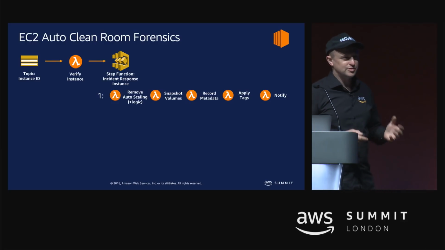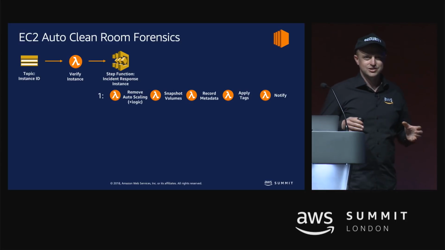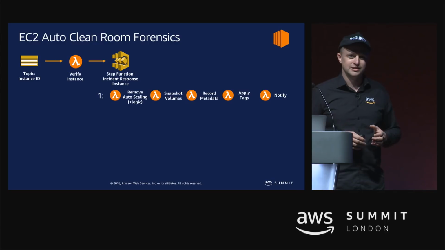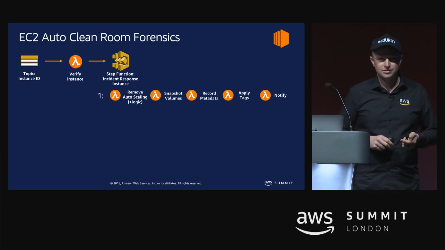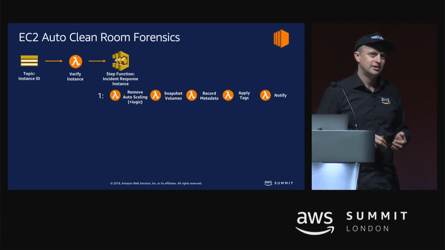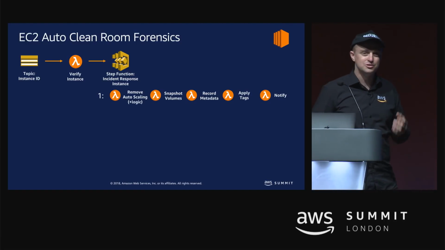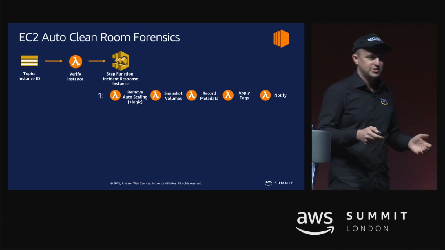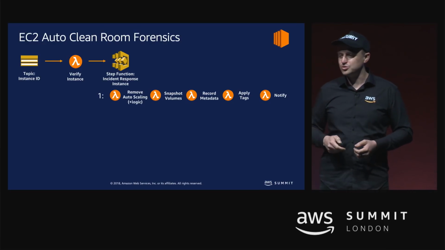So I'm going to remove it from auto scaling. I'm going to snapshot any EBS volumes attached to that instance. Then I'm going to record all the EC2 metadata, so what the IP address details are, what AMI it was launched with, the subnets it's in, all of that information. I'm going to apply tags that it's under investigation, and then I'm going to notify through the Slack channel to the entire tribe that this instance has been compromised and that an investigation is going to automatically start.